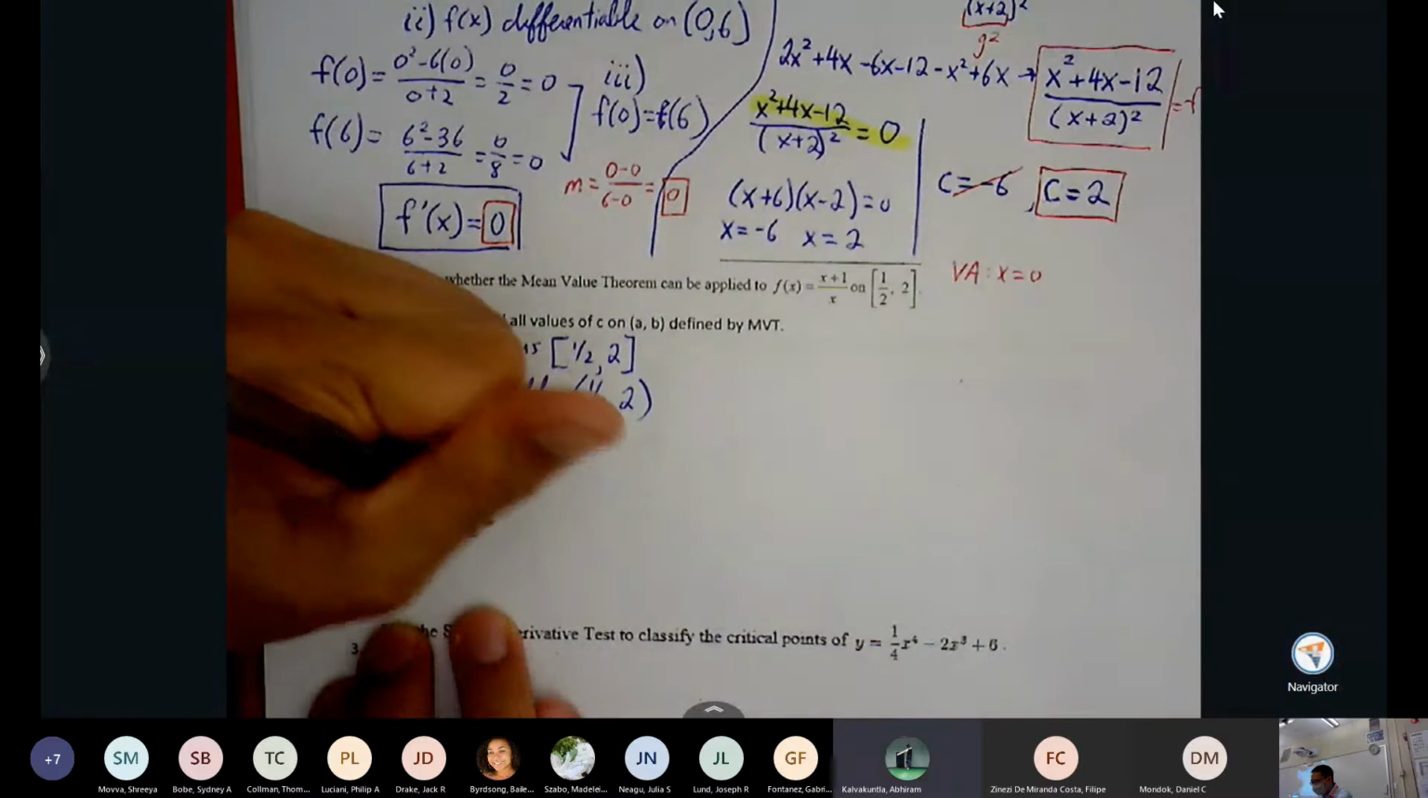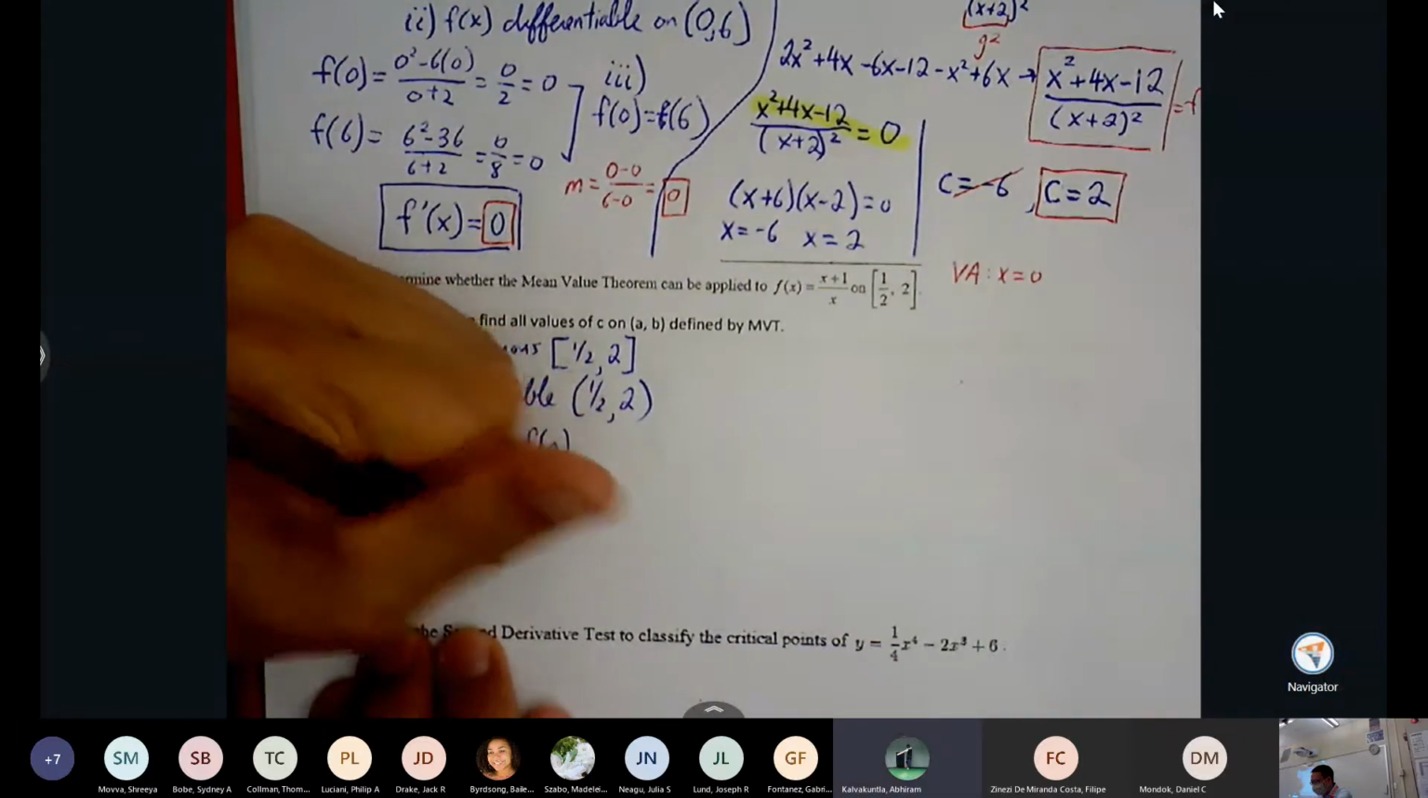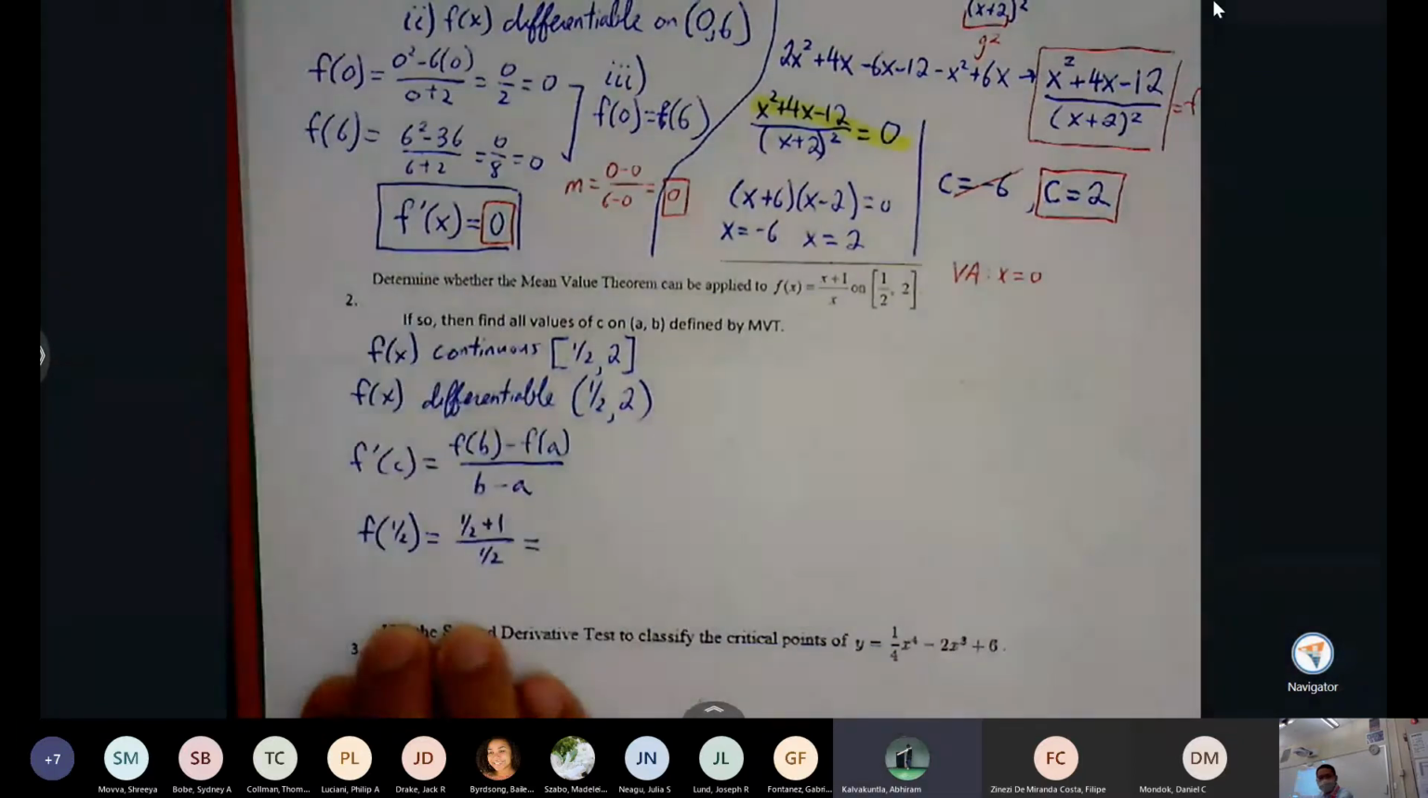Mr. Yang, will we possibly see a mean value theorem question on the quiz that has to do with product rule? Because I need practice with that. No, it's only power rule or quotient. Okay. Yeah.